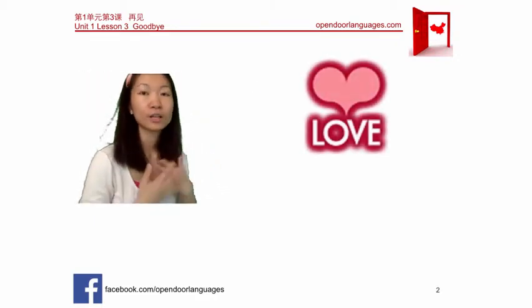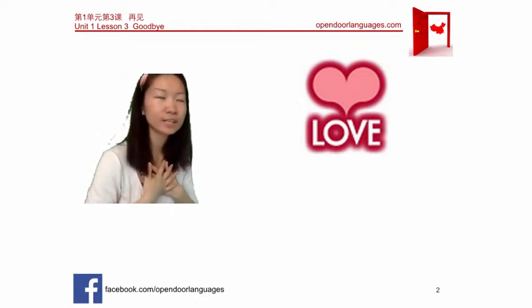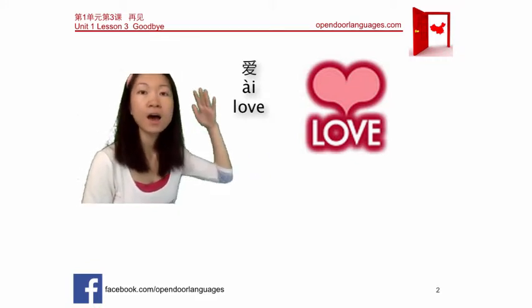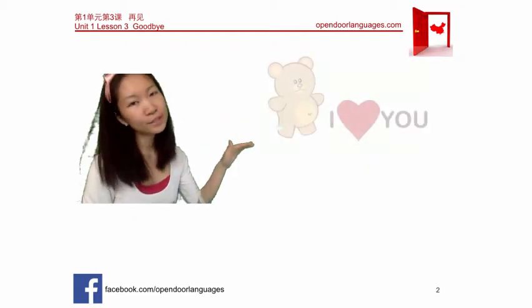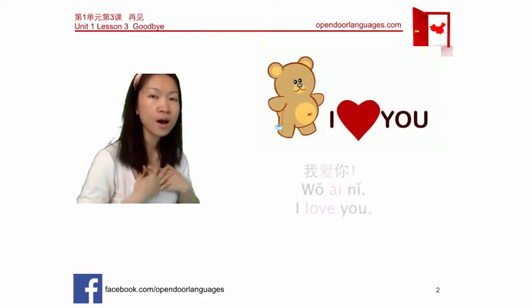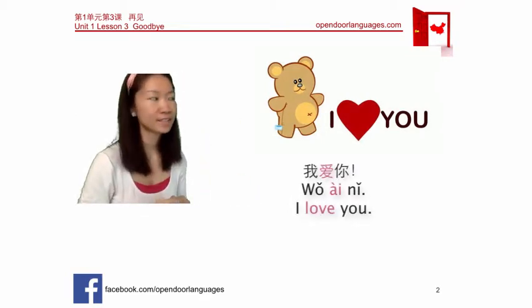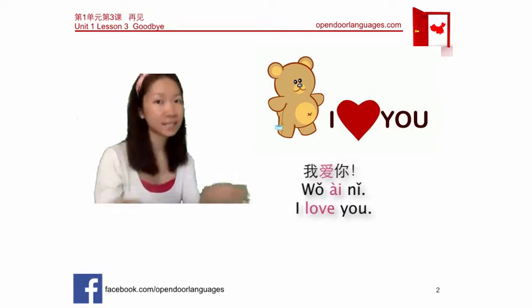That means love, right? So love in Chinese is ài. First tone, huh? I love you. That would be 我爱你. Okay? 我爱你.